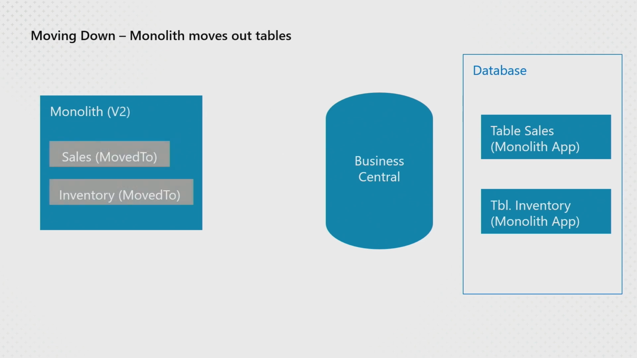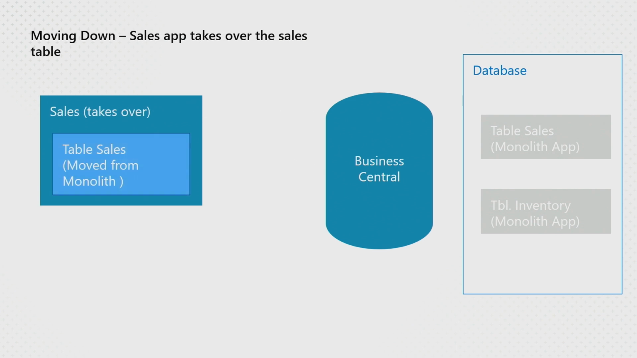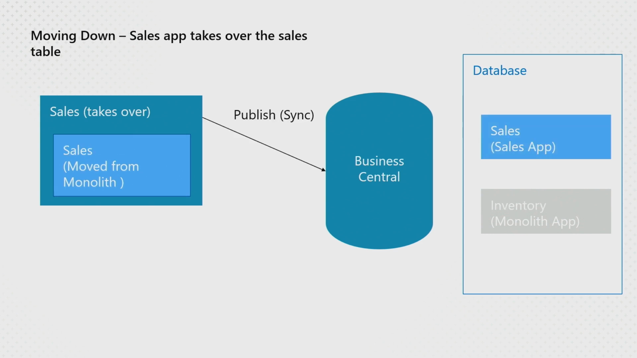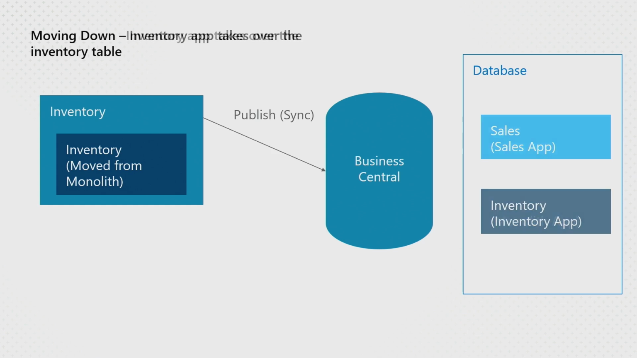In version 2 of our monolith app, where we are moving them out, we use the obsolescence properties to set them as moved. As soon as we publish and the extension is synced, these apps are marked as unavailable. In the next step, we have to install our new sales app, which is taking over the table sales. As soon as we sync it, now the table changes ownership to the sales app and is now available to be used, and there will no longer be runtime errors. Similarly, for the inventory app, as soon as we publish it and we sync it, it is now available for us to use.